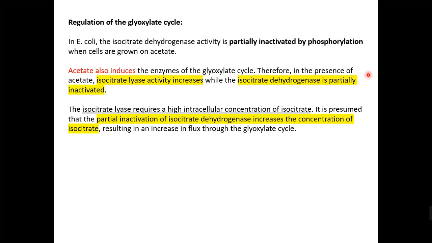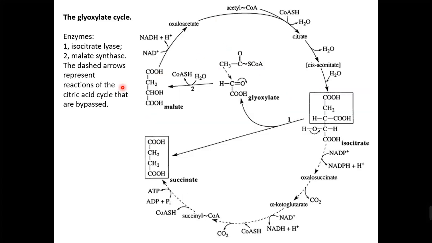Acetate also induces the enzymes of the glyoxylate cycle. Therefore, in the presence of acetate, isocitrate lyase activity increases, while isocitrate dehydrogenase is partially inactivated. If acetate is present, automatically isocitrate lyase activity increases. You can see here, this is isocitrate lyase activity, and this is isocitrate dehydrogenase activity. Once acetate is present, this enzyme is blocked, and instead this enzyme is activated. So this is isocitrate lyase, number 1, and malate synthase is number 2.